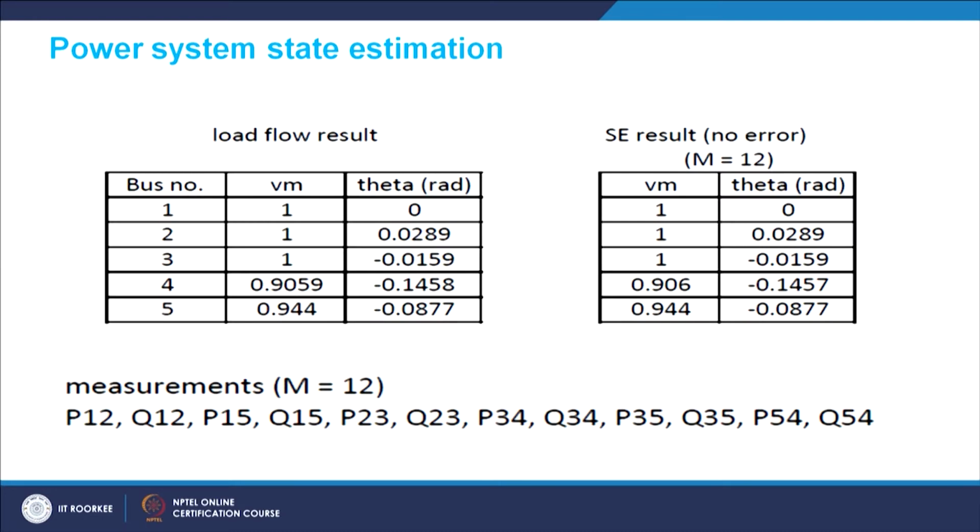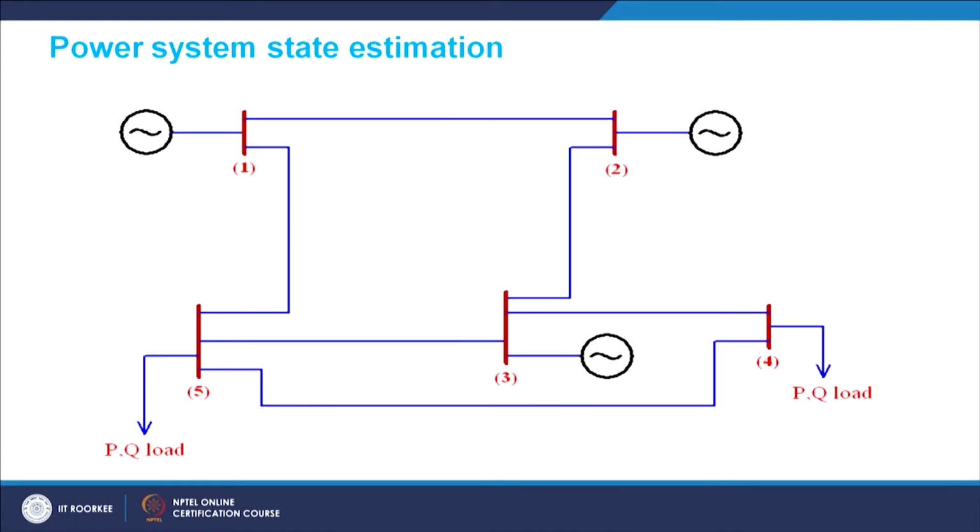Now here of course, because it is a 5 bus system, the total number of states is 9. I mean, except the angle at this bus, all the other bus voltage magnitudes and angles are to be estimated. So the total number of state variables is 9.